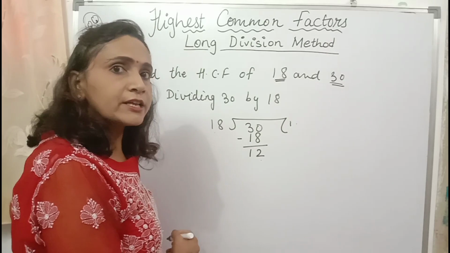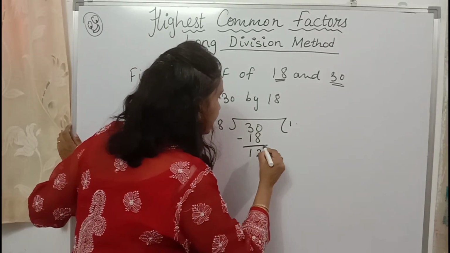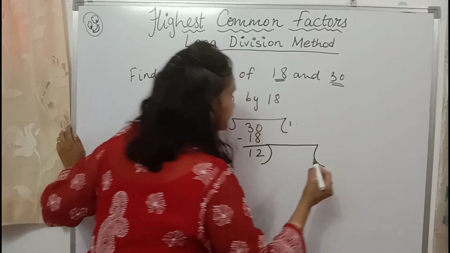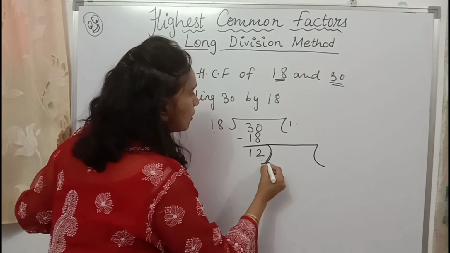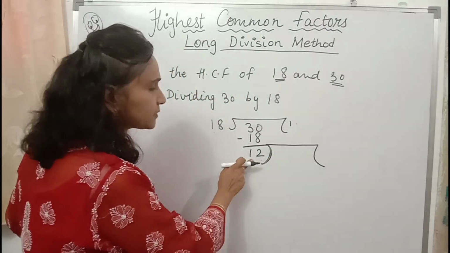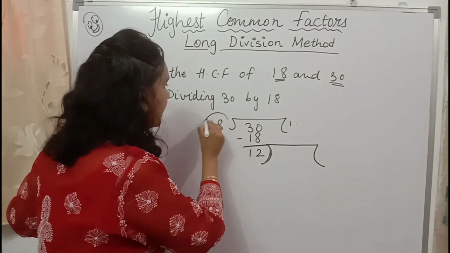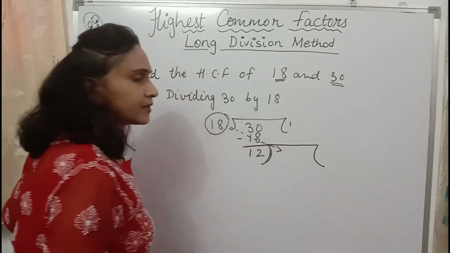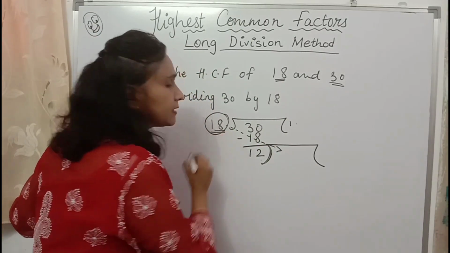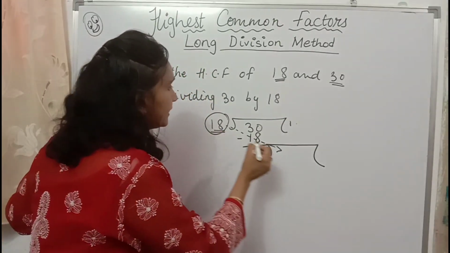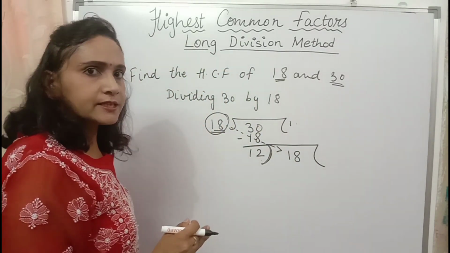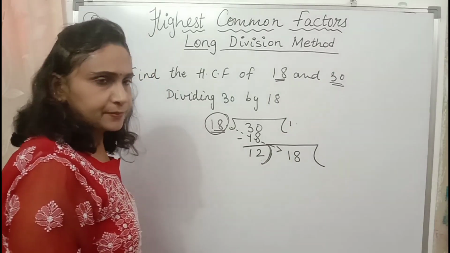Now remember what is to be done whenever a remainder is coming. Make one more bracket. With that remainder, your remainder now becomes the divisor. Remainder has become the divisor. And this divisor will go here. That means the divisor will become the dividend. This 18 will come here. We will continue the process till we get 0 as the remainder.